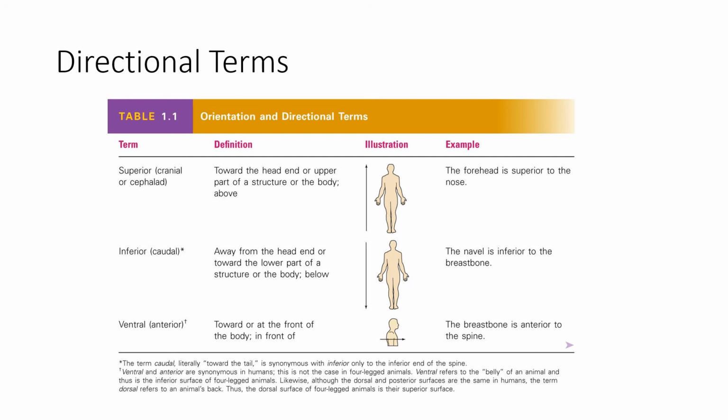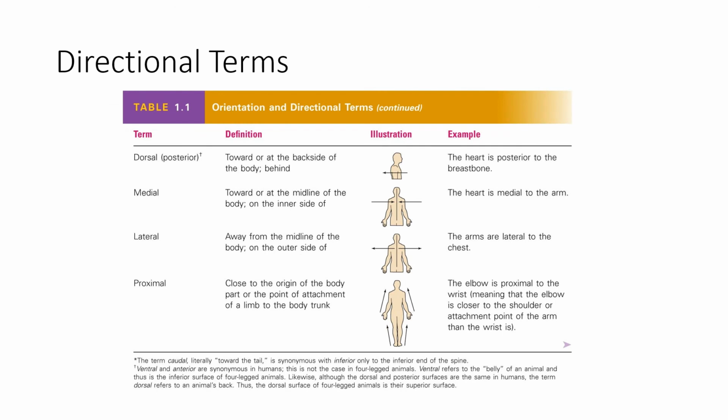Now we're going to talk about front and back. Anterior or ventral. Ventral typically references position of the spine, so we usually use anterior, but they can be used interchangeably when talking about humans. This means toward or at the front of the body. An example, the breastbone is anterior to the spine.